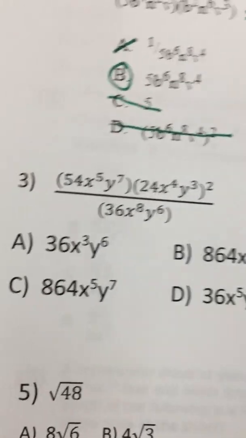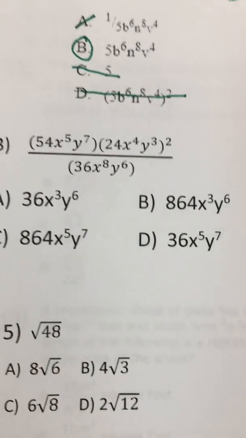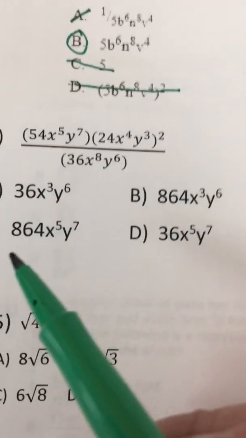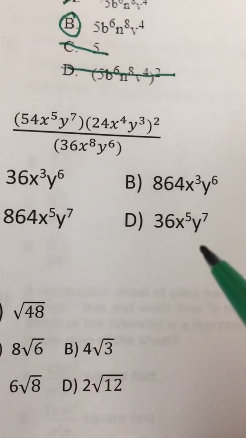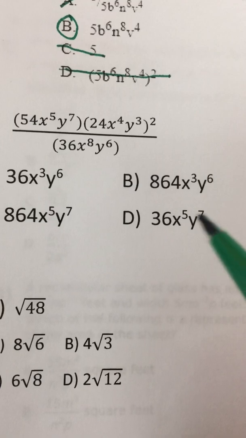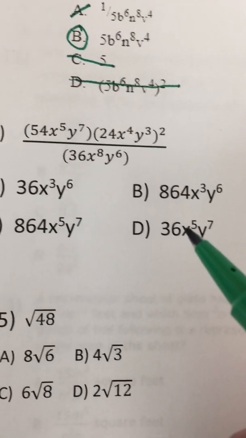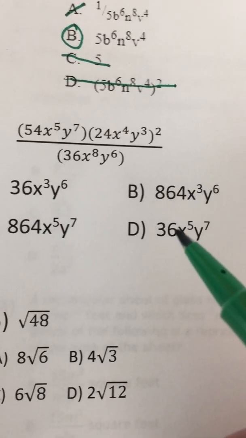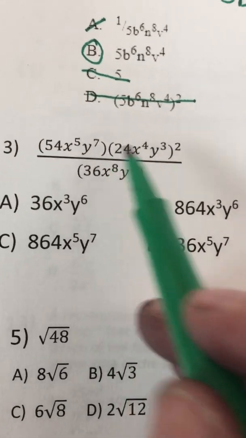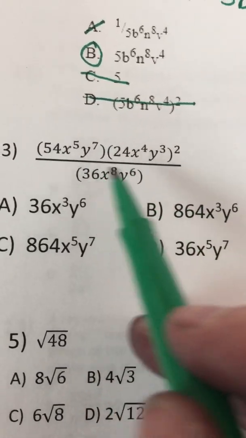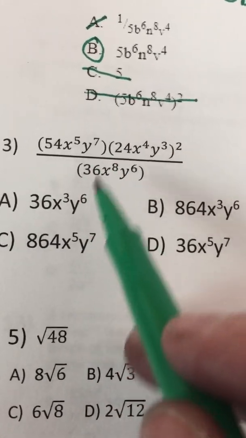Okay, this is a big old problem here. So again, just do the coefficients. If you look at your answers, you have 864, 864, 36, and 36. So you're going to get rid of 2 of the answers just doing the coefficients. So go do that. See what you get. Pause the video. Okay, if you come back, this was a multiplication on top, but you have powers outside of this one, and you had division, of course, on the bottom.